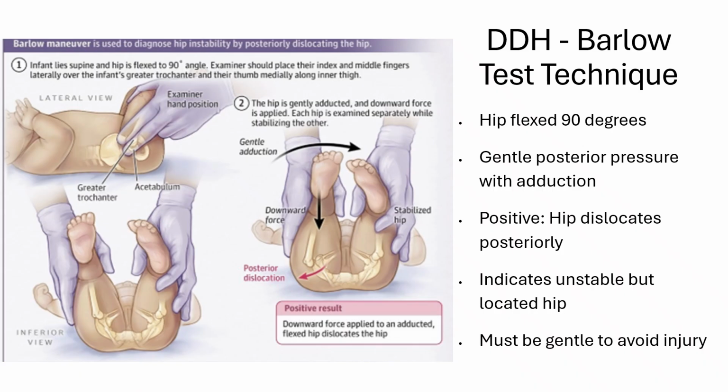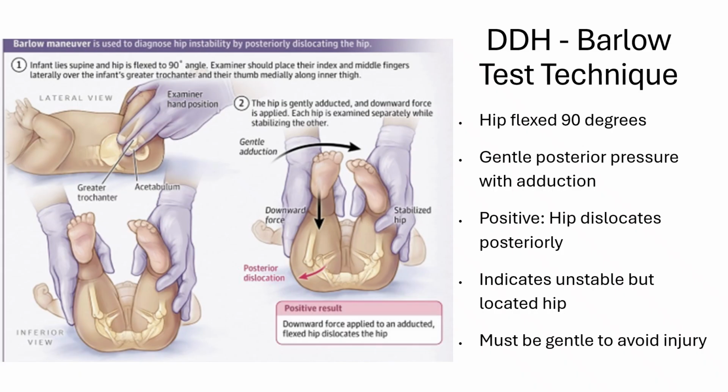maneuver. The key movement involves applying gentle posterior pressure while simultaneously adducting the hip, essentially trying to push the femoral head out of the acetabulum in a controlled manner. A positive test produces a sensation of the hip dislocating posteriorly, though this should be subtle and easily reversible. The critical teaching point here is that gentleness prevents injury while still allowing detection of instability.